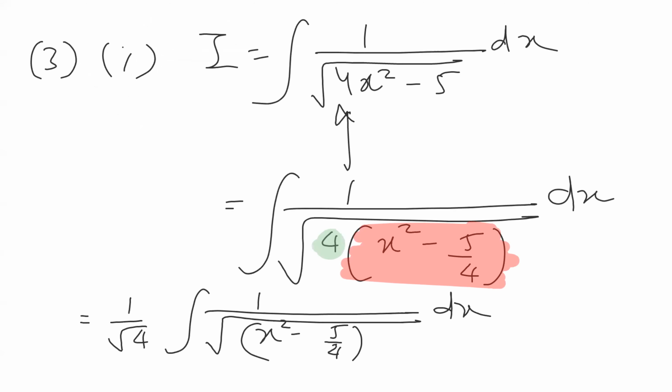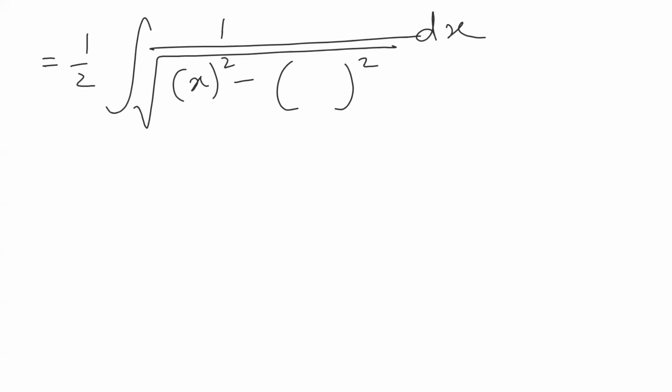Okay. 1 upon 2, this I have written as 1 upon root 4 is written as 1 upon 2. This x square is written as x the whole square minus, can you suggest 5 by 4? What should I write within this bracket which I have left empty? Correct, root 5 by root 4, or rather we will write root 5 by 2 because 4 is a perfect square. So root 5 by 2.